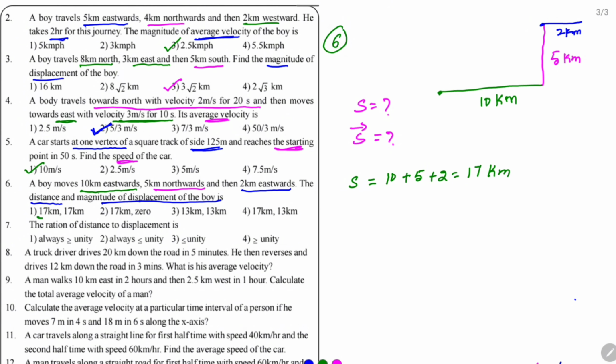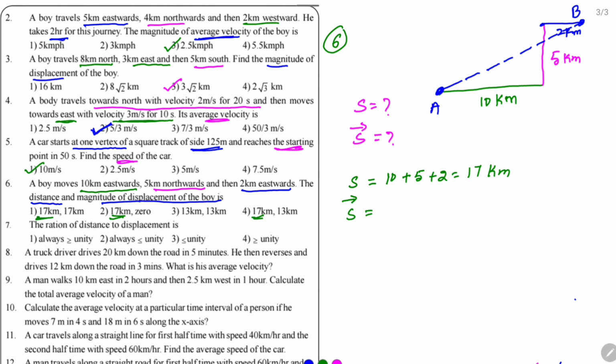So, here you have 17, here you have 17, here also you have 17. Now, coming to displacement. To find displacement, let us form a triangle. This is your initial point and this is the final point. Let me draw a straight line connecting initial and final points. Now, we have to find the length of that straight line.